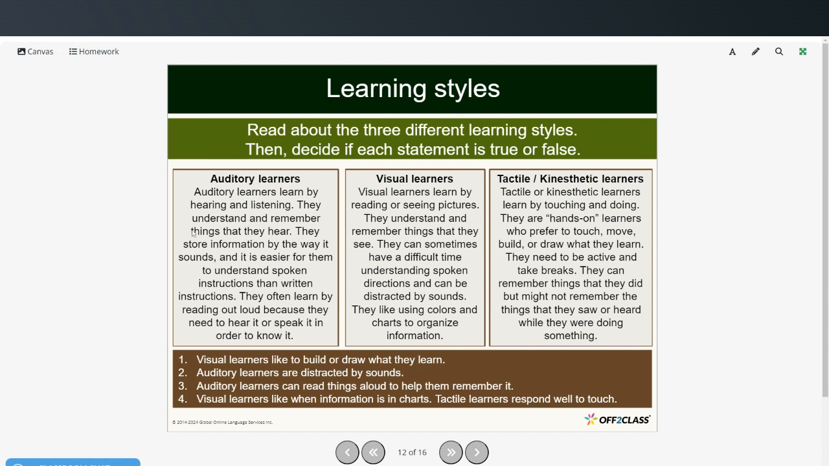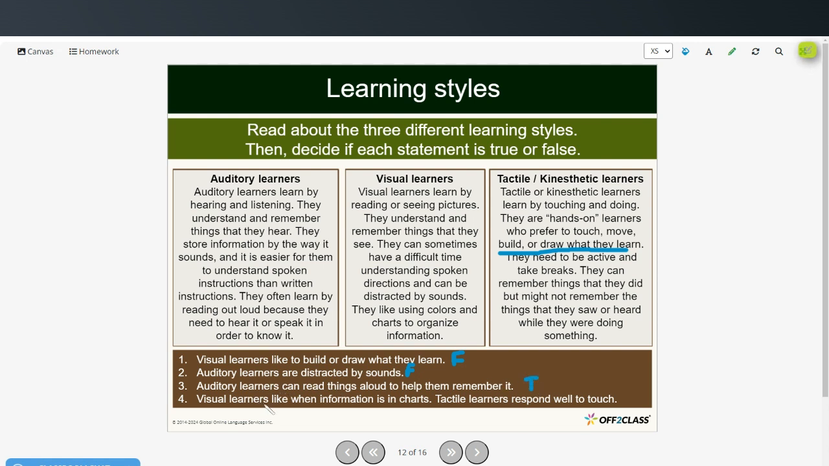So visual learners like to build or draw what they learn. That would be false. That's more the tactile or kinesthetic learners, to build or draw what they learn. Auditory learners are distracted by sound. That's false. It's actually visual learners that are distracted by sounds. Auditory learners can read things aloud to help remember it. That's true.